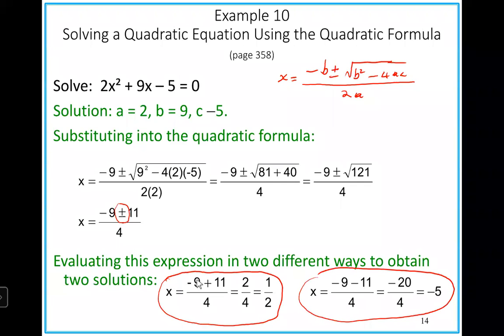Minus 9 plus 11 gives you 2. 2 over 4 works out to half. Minus 9 minus 11 is equal to minus 20. Minus 20 divided by 4 will give you a negative 5. So that's the second answer. You finish off by saying x is equal to half or negative 5.